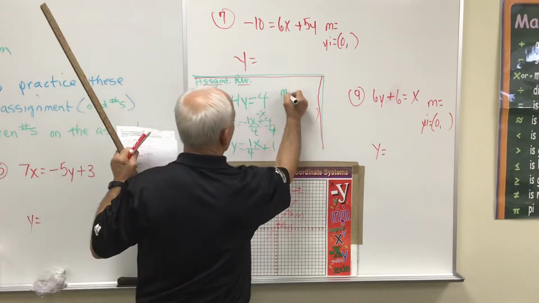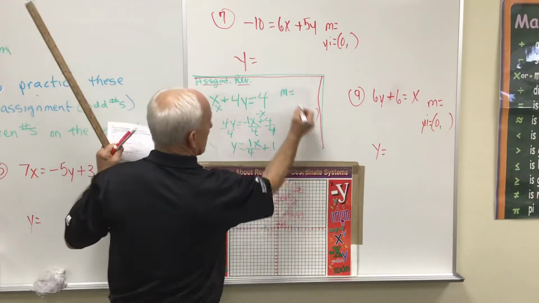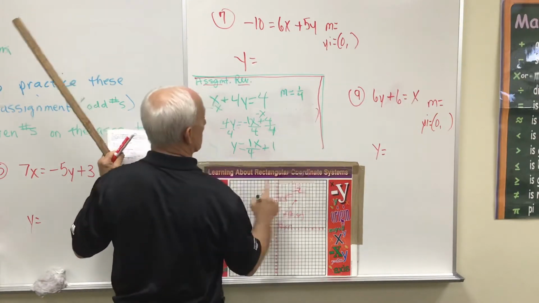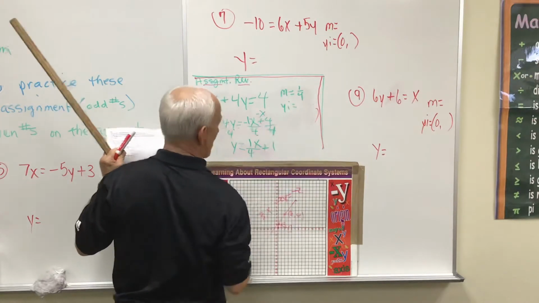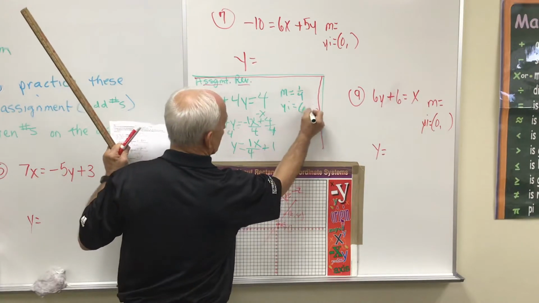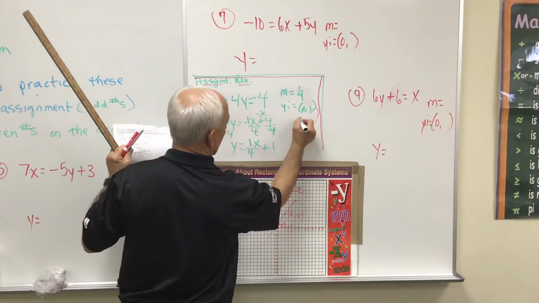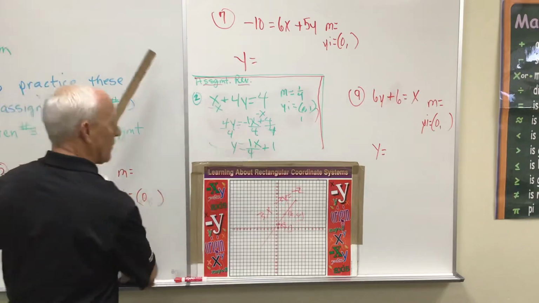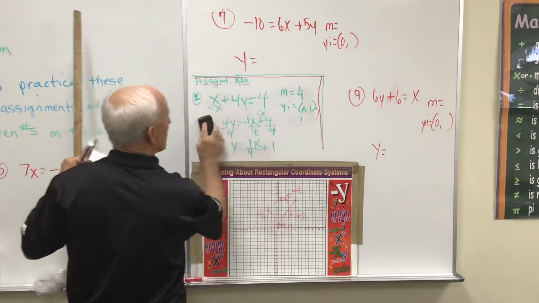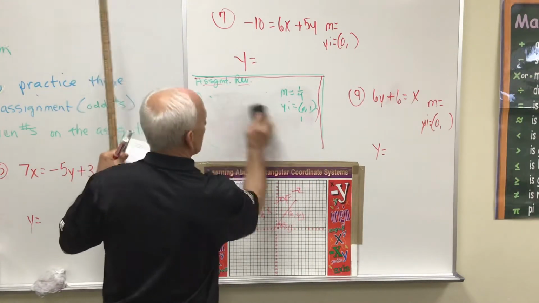So now we have the slope of 1/4, meaning going up 1 over 4, and y-intercept is what? At 0, 1. Or if you just put down 1, that's the y-intercept point. Are you good on that one? Very good. Let's do another one.